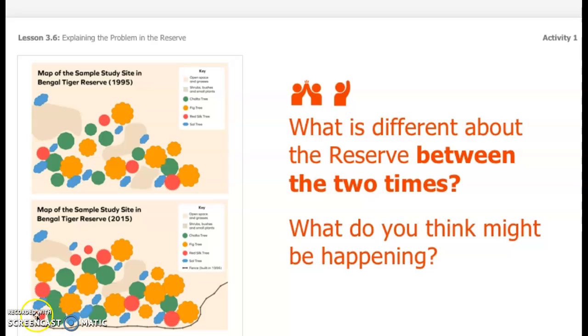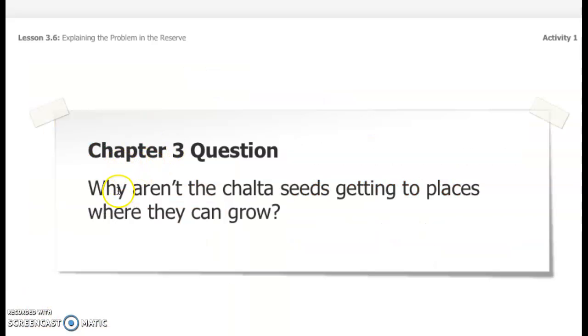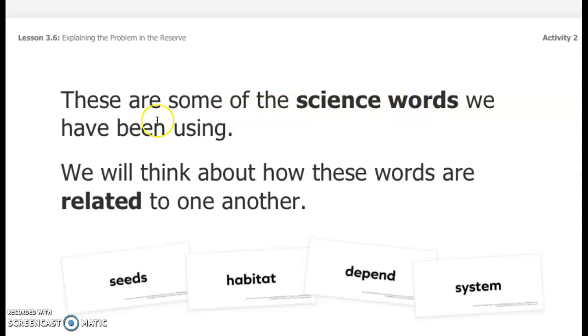So what do you think they should do with that fence? Maybe take it out to solve the problem? So why aren't chalta seeds getting to places where they can grow? There are some science words we've been using. We will think about how these words are related to one another: seeds, habitat, depend, and system.